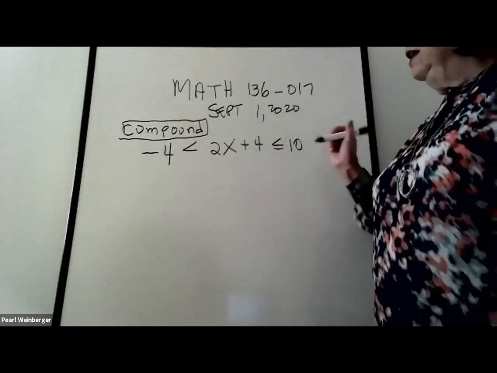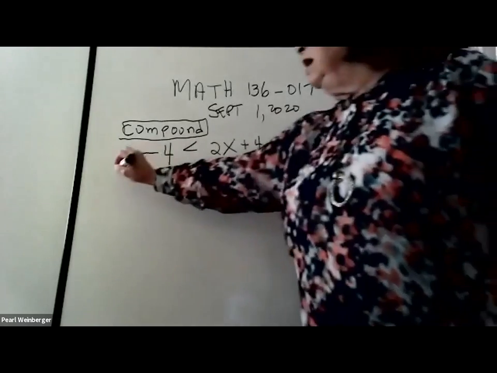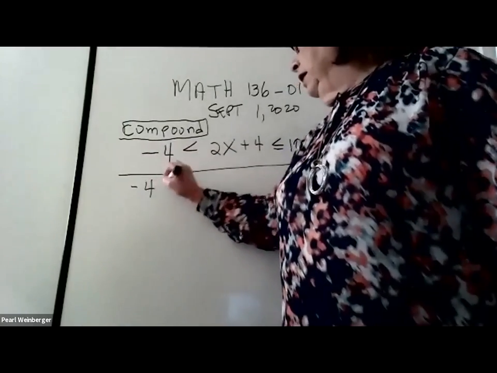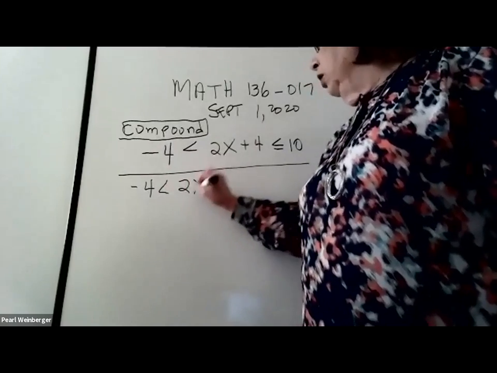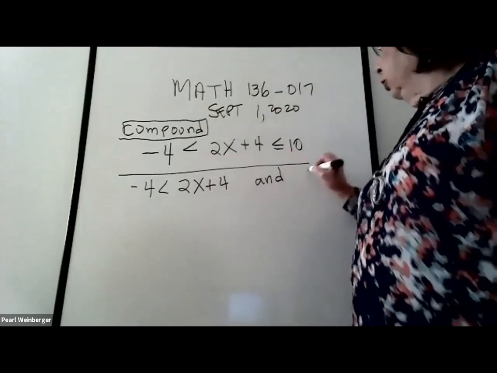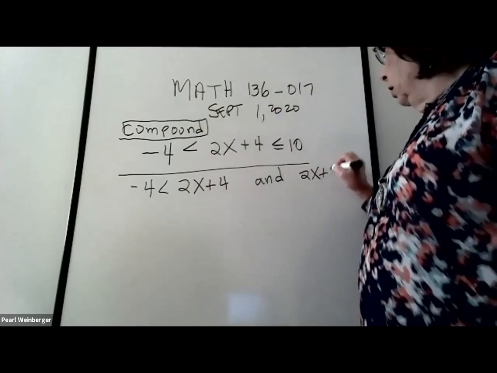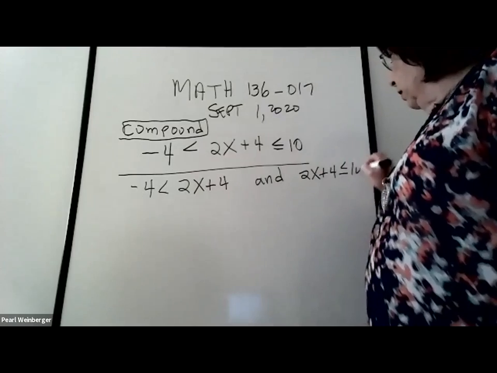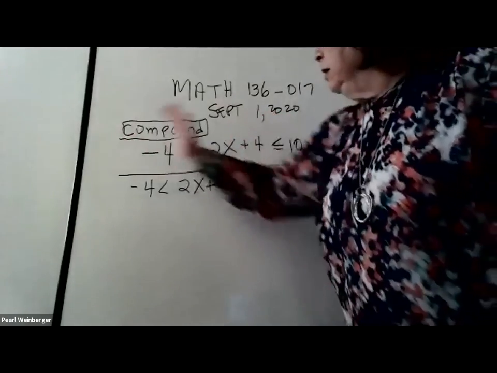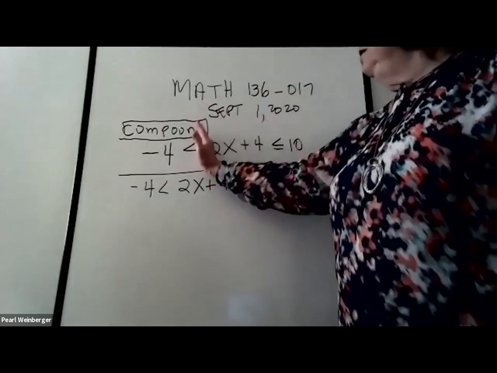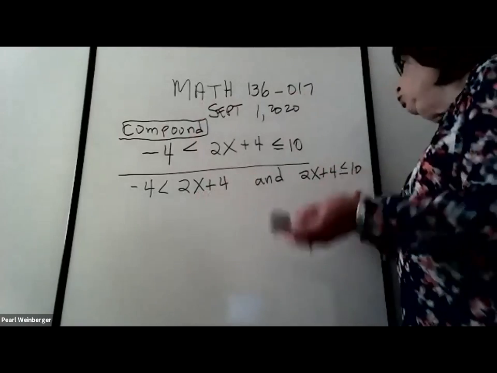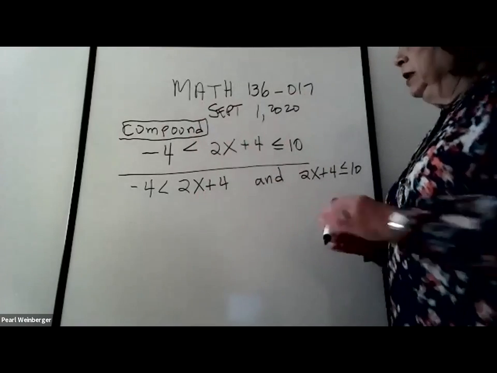This is really a shorthand for saying -4 is less than 2x plus 4. And also 2x plus 4 is less than or equal to 10. In other words, we have this inequality from here to here, and then we have this inequality from here to here. And instead of having to write the 2x plus 4 twice, we just write it once.